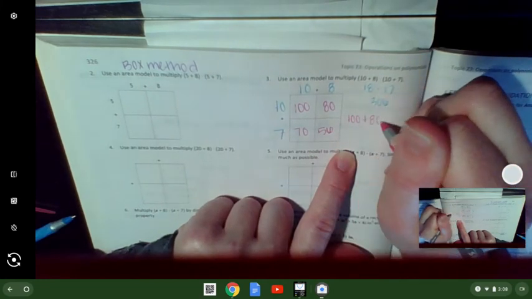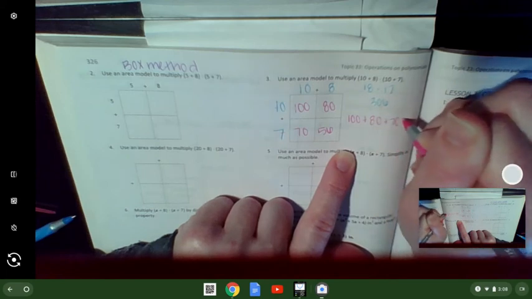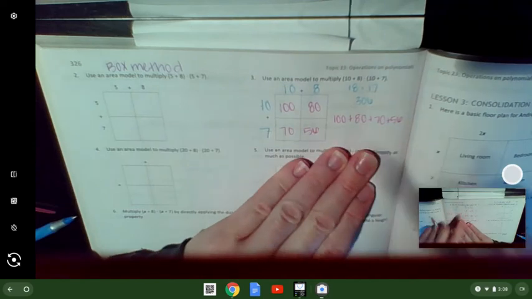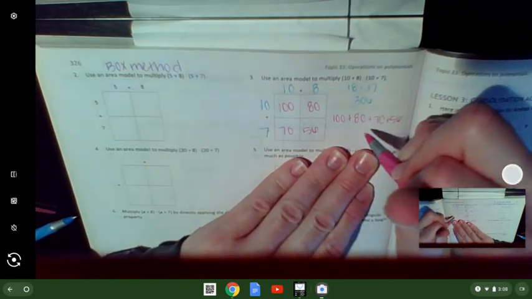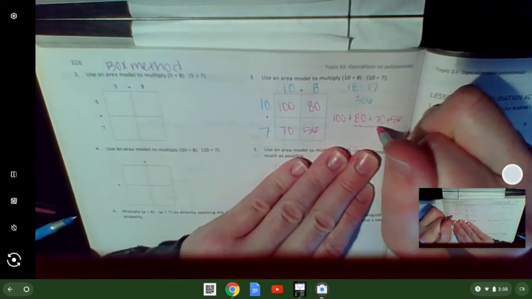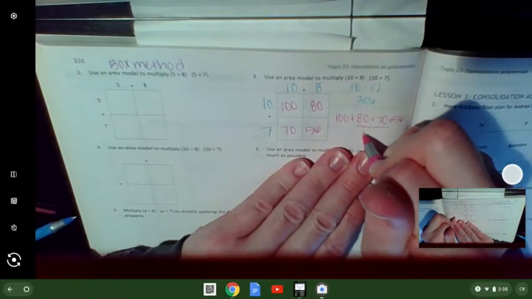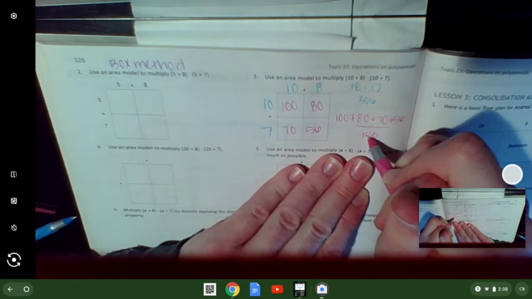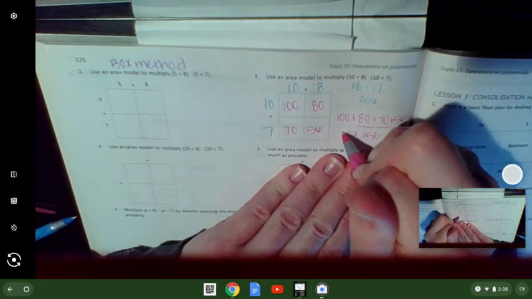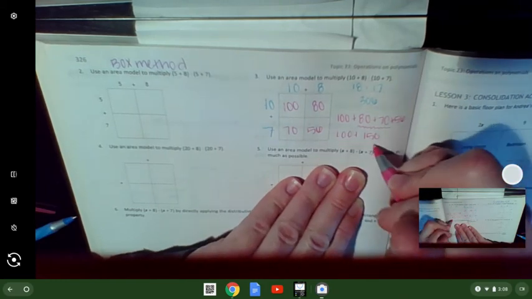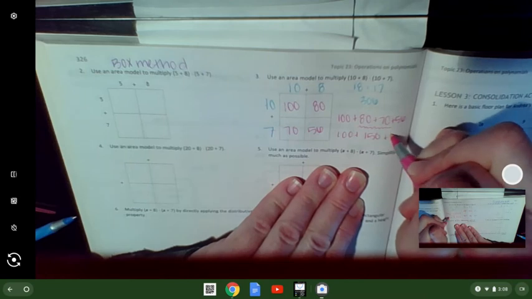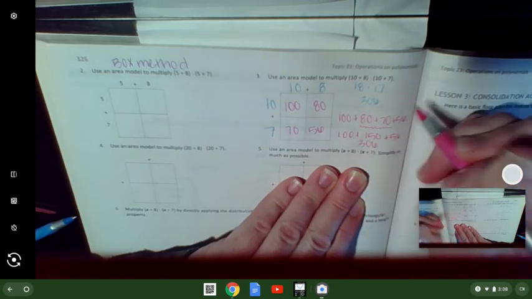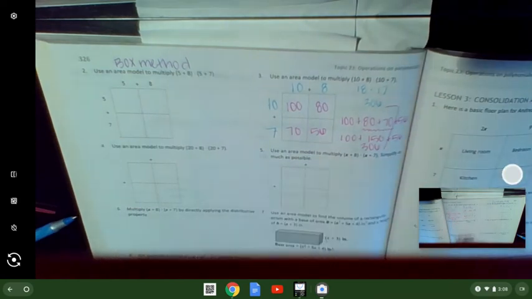100 plus 80 plus 70 plus 56. Now, because I'm not using a calculator, if you're using a calculator, type it in. Because I'm not using one, I'm going to do the multiplication or addition that stands out to me first. 80 plus 70 is 150. 150 plus 100 is 250. And 250 plus 56 is 306. Look at that. I got the same answer.